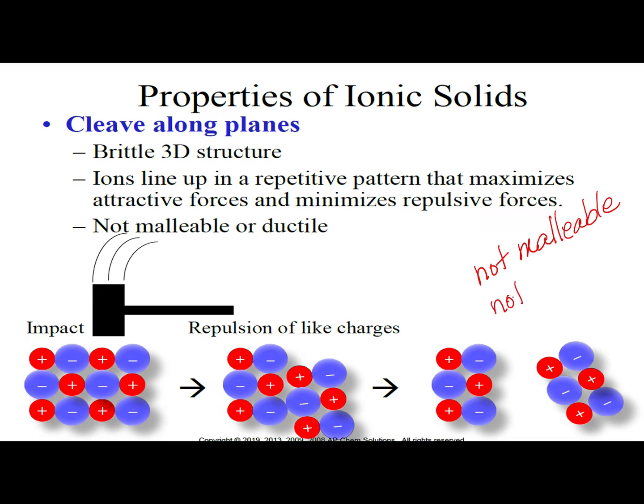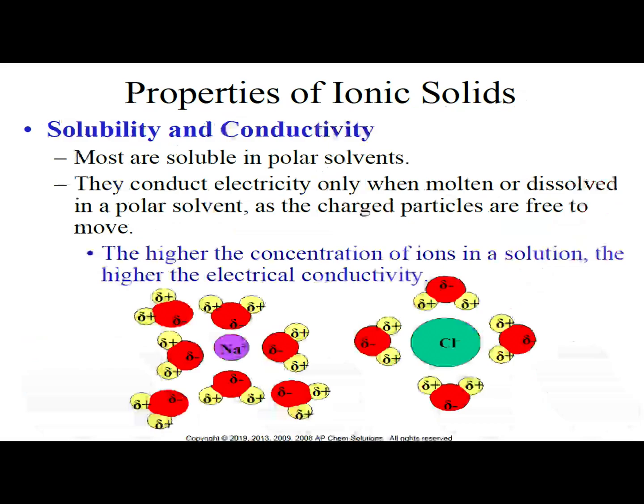And they are not ductile. So we can't really hammer them into sheets or anything like that because they're likely to just fragment. And so if you try to crush them, they'll break apart along particular planes. So a simple test for determining if water contains ions is to run electricity through it.